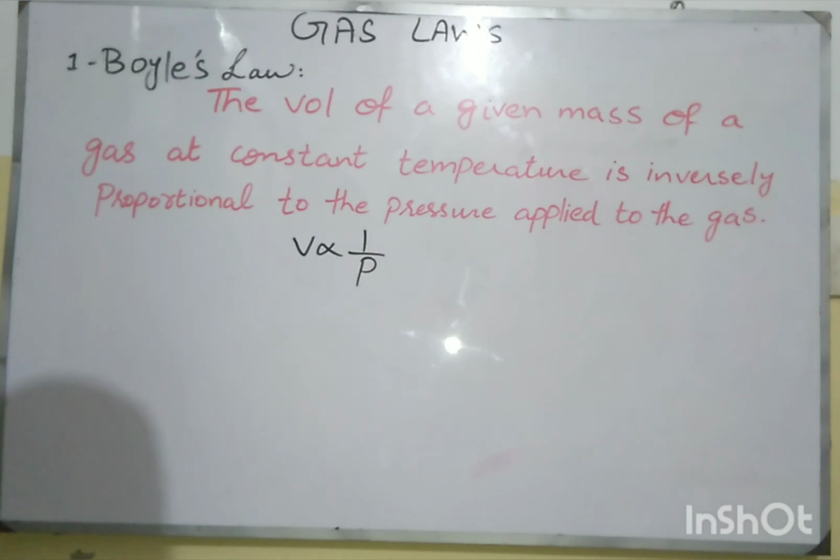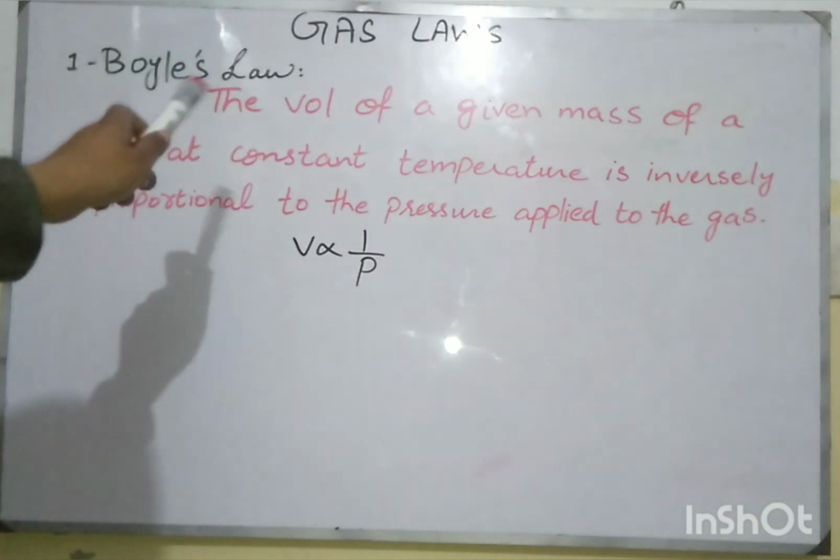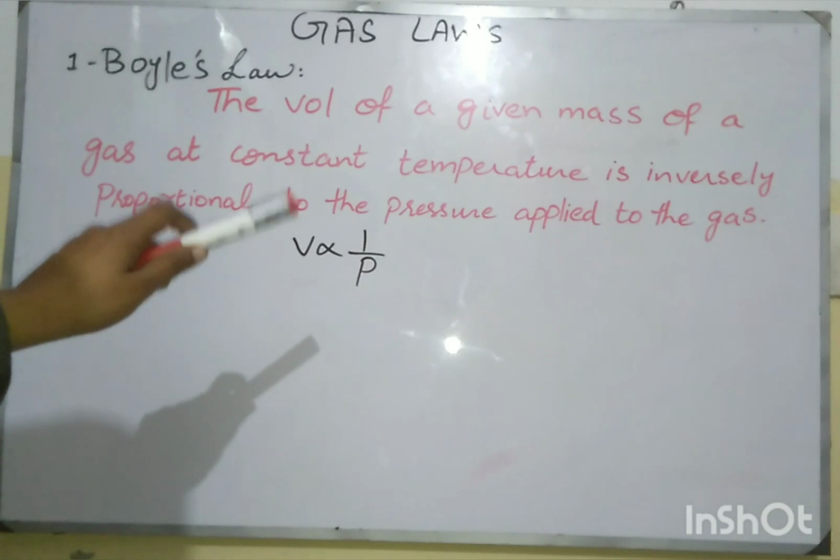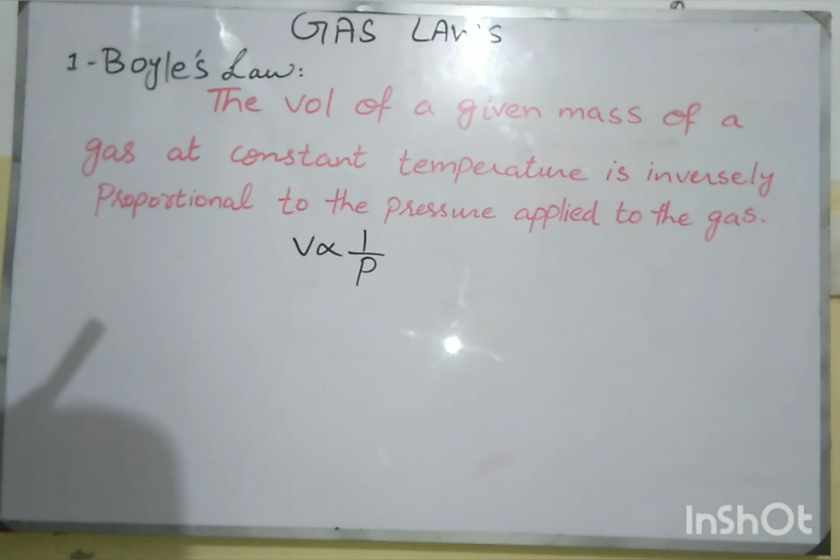So first of all, we will study Boyle's law. According to the statement of Boyle's law, the volume of a given mass of a gas at a constant temperature is inversely proportional to the pressure applied to the gas. It means that at a constant temperature and constant quantity of gas, the pressure of a gas will be inversely proportional to its volume.